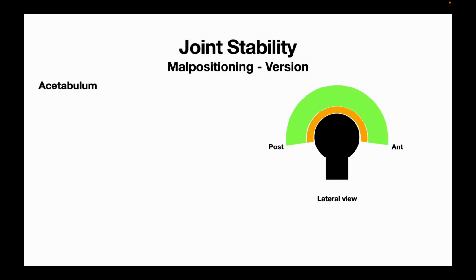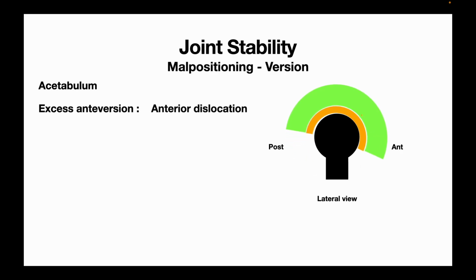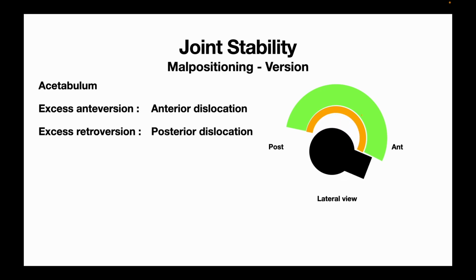Now let's see what happens if there is malpositioning of the implants. First, the version. If the acetabulum is excessively anteverted, the hip is unstable during external rotation and may dislocate anteriorly. And if excessively retroverted, the hip is unstable in internal rotation and may dislocate posteriorly.